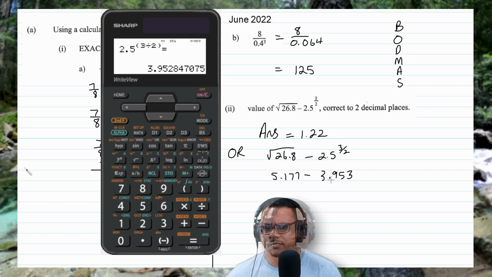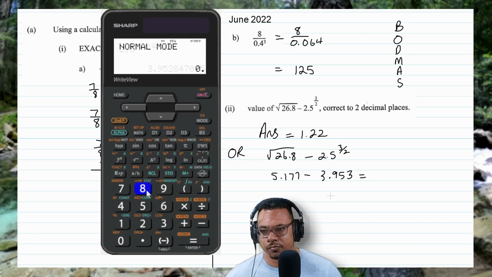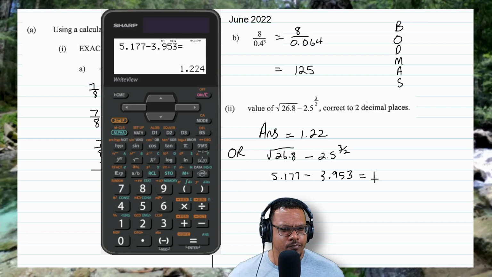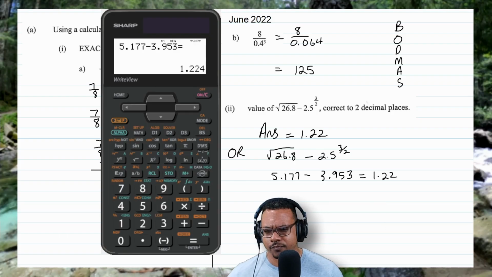3.953. And now I'll subtract these two. So that'll be equal to 5.177 take away 3.953, and I'll get 1.224. Now I'll write this to 2 decimal places, so that'll be 1.22. And of course, this 4 is less than 5, and that's why this 2 remains the same.